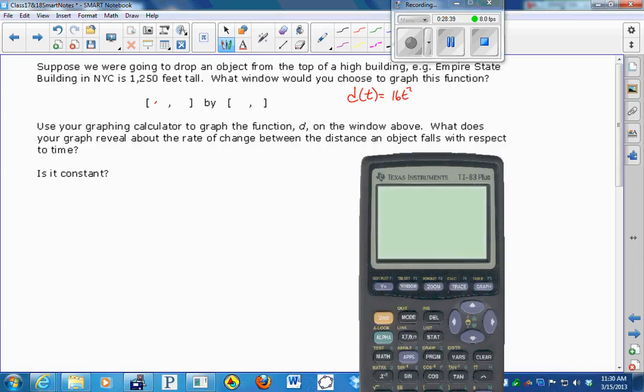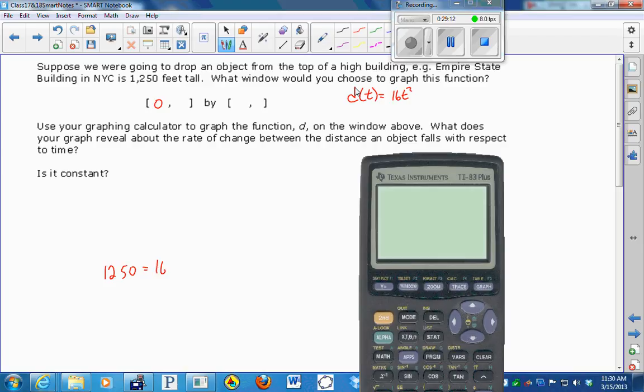So where would I start my window, do you think? 0. How far up am I going to go, do you think? How far will this object have fallen when it actually hits the ground? 1,250 feet, right, Ed? So I don't know right now off the top of my head how long it's going to take to know what my t max will be here. But I could guess, or I could use a little bit of algebra.